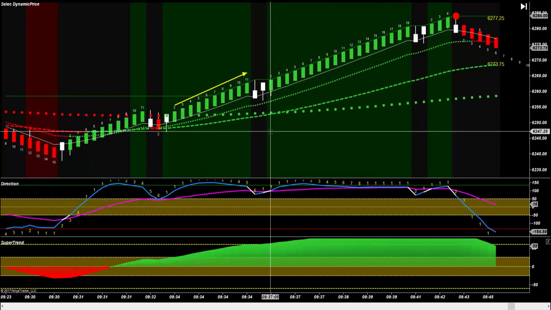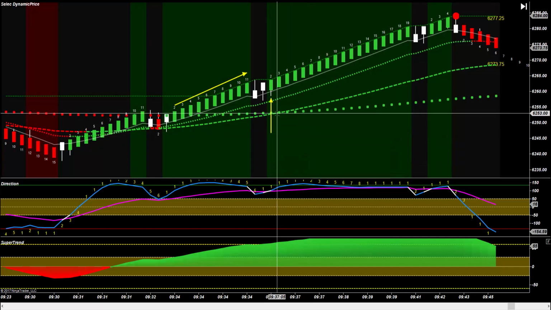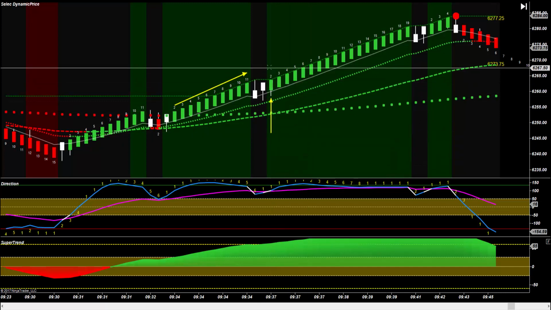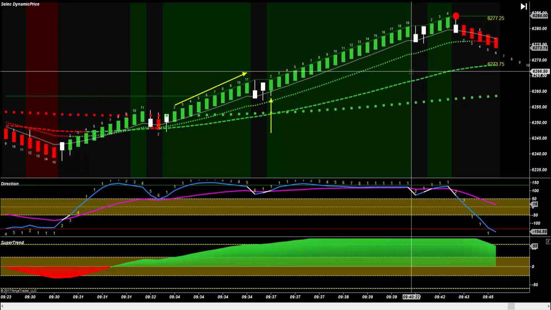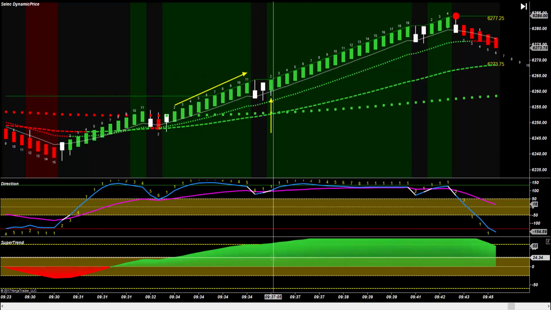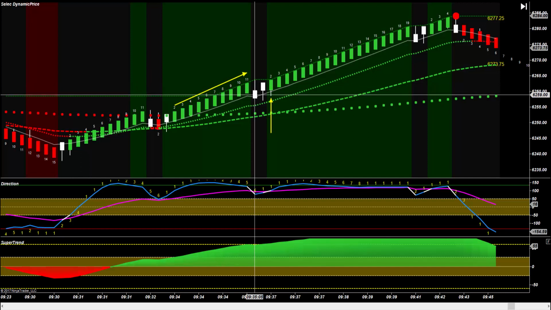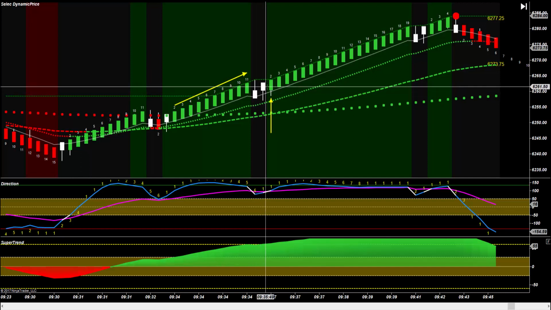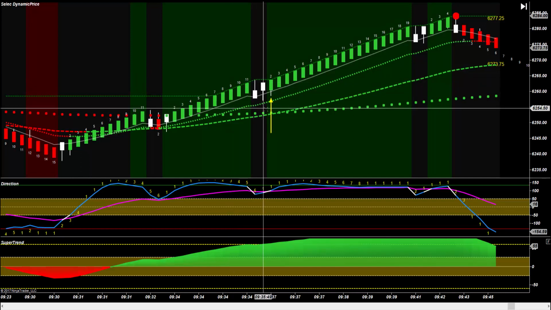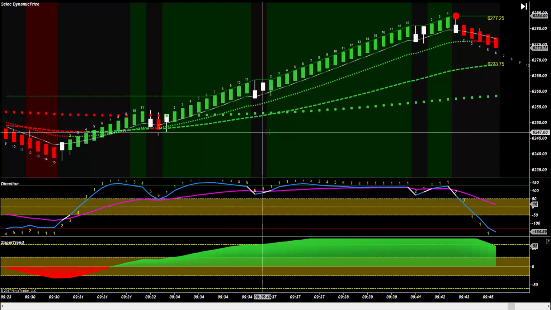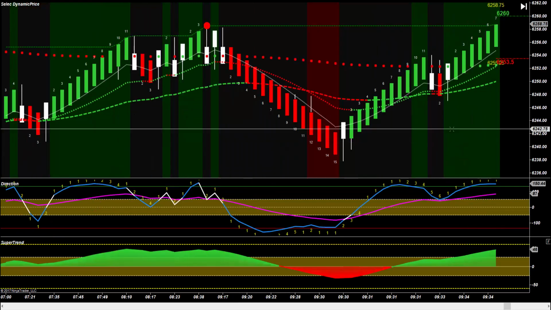And we can see that all of my rules are qualified on this bar. I do have my green background, and my super trend is outside of the neutral zone. And we just did have two back-to-back reversals. Now let's go ahead and take a look at this trade as it's developing.